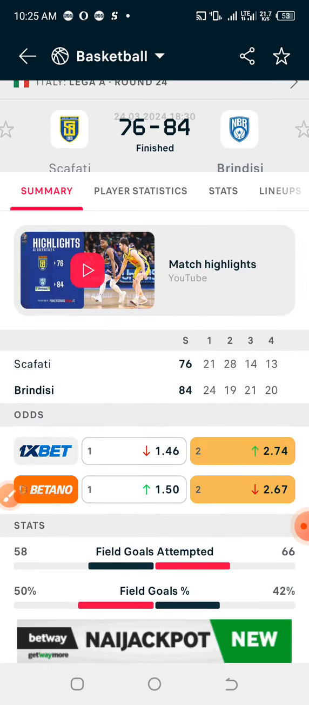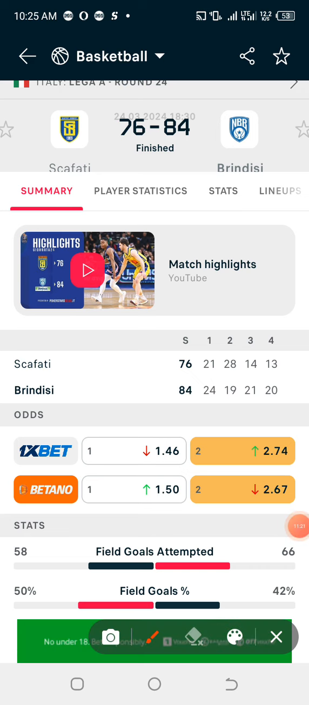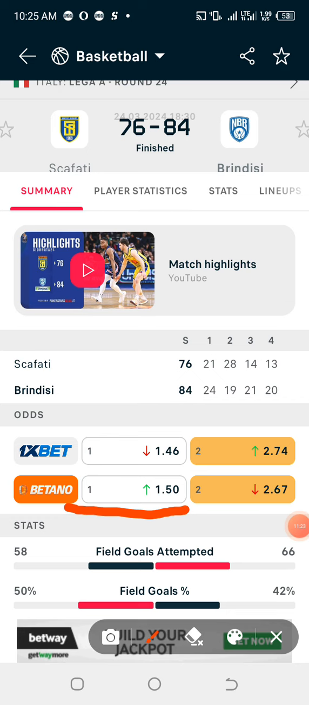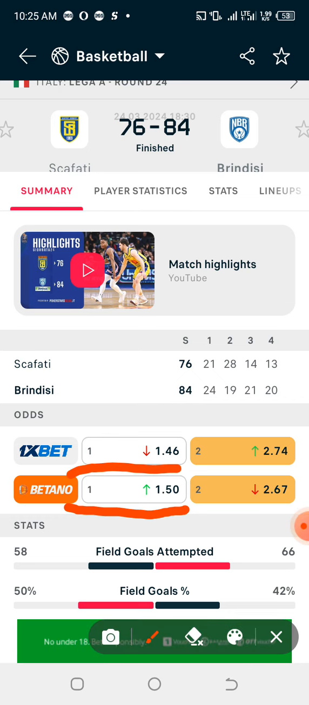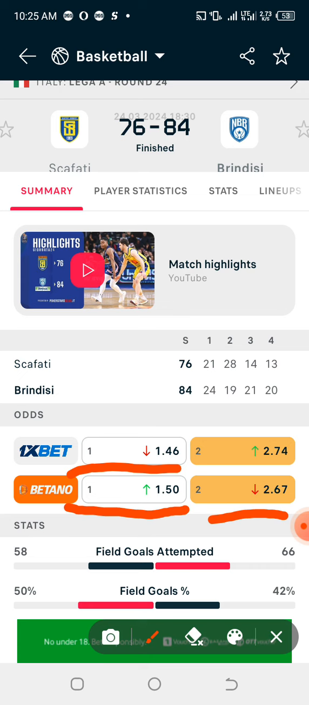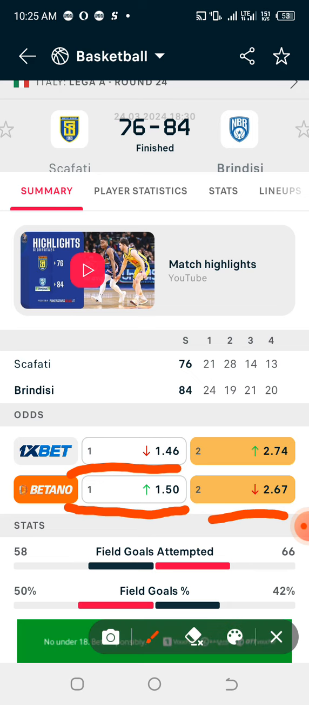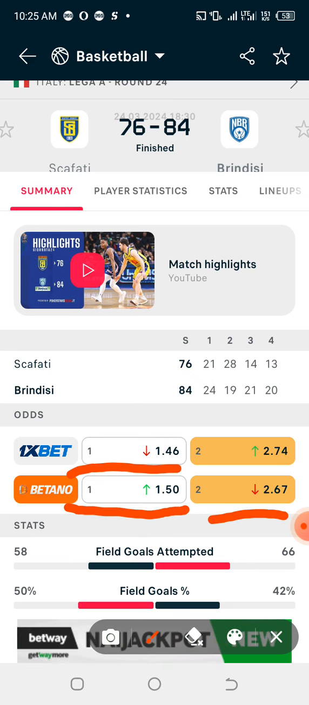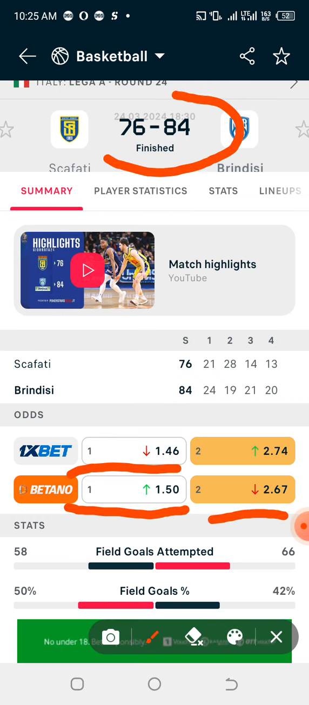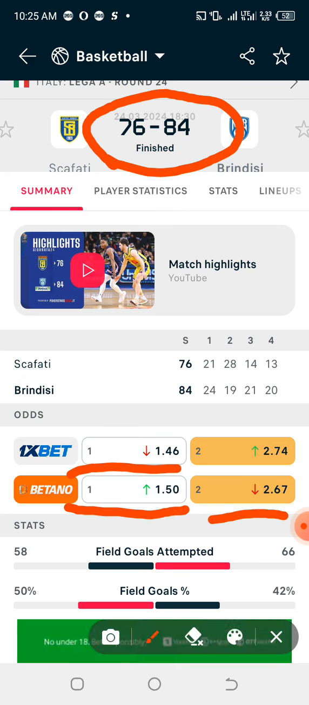So now guys, this is an example of what I'm saying. If you check the odds provided by the bookmakers, we are having 1.50 and 1.46. So surely we are expecting the home team to win this particular game. They are giving the away team 2.74 and 2.67, and with this kind of odds, surely we are expecting the home team to at least win this game, if not by much of a gap. But unfortunately, the outcome of the game ended up 76 and 84. See the gap, at least 8 points.